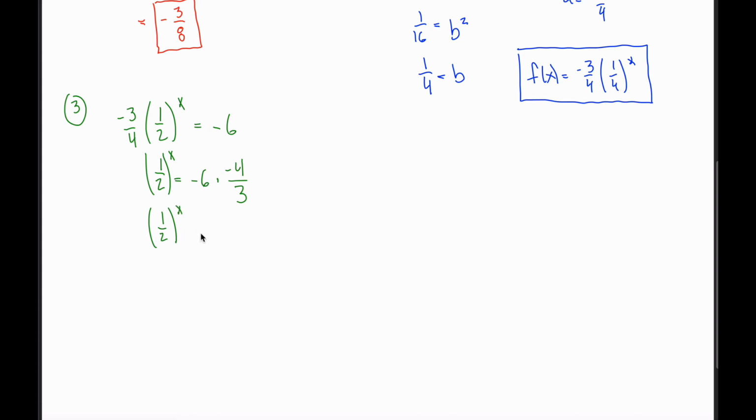I got 1/2 to the x power is equal to, well, -6 times -4/3. Maybe it'll help to think about that as -6/1 times -4/3, and then multiply straight across. Negative 6 times negative 4, a negative times a negative is a positive. So I get 24, the product of 6 and 4, divided by 3. And 24 thirds is just 8. So I get 1/2 to the x power is equal to 8.